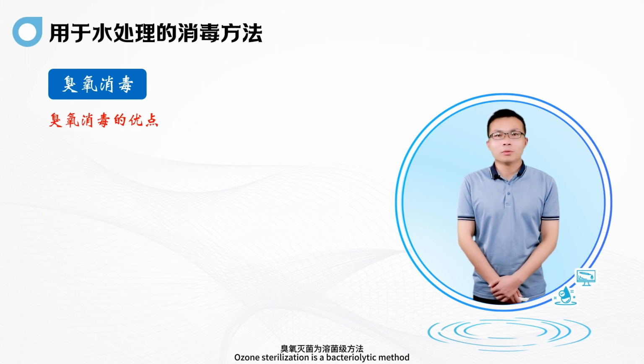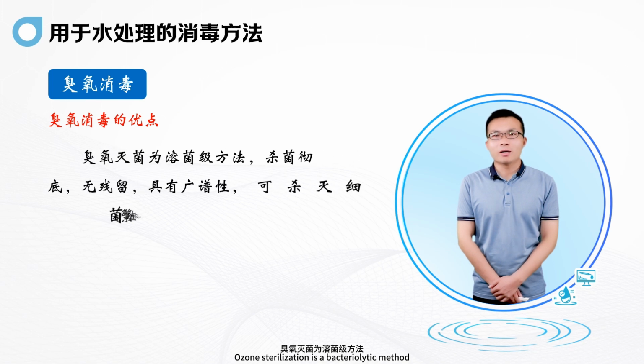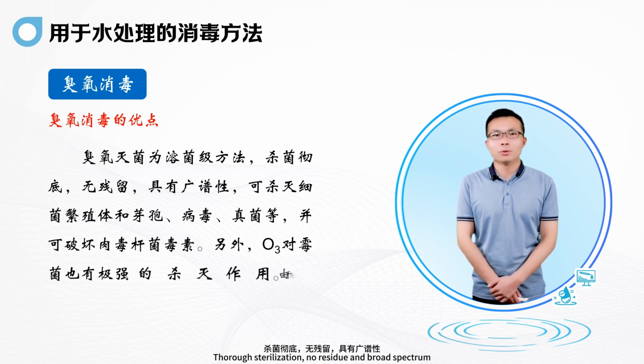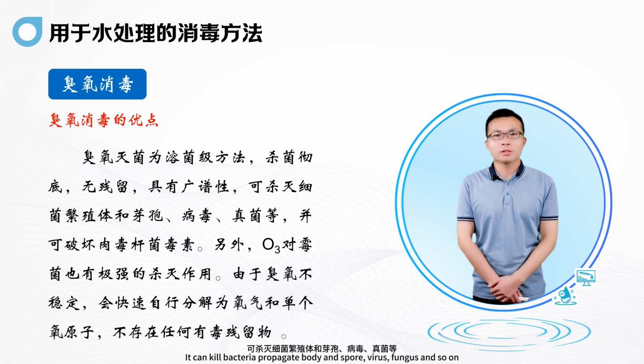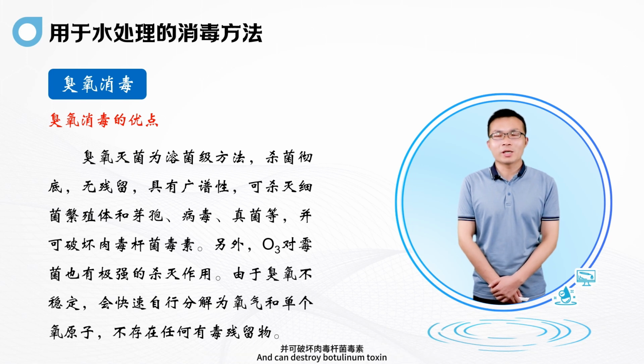Ozone sterilization is a bacteriolytic method, with thorough sterilization, no residue and broad spectrum. It can kill bacterial propagules and spores, viruses, fungi, etc., and can destroy botulinum toxin. In addition, ozone also has a strong killing effect on molds. Because ozone is unstable, it will quickly decompose itself into oxygen and individual oxygen atoms. There is no residue of any toxic substances.